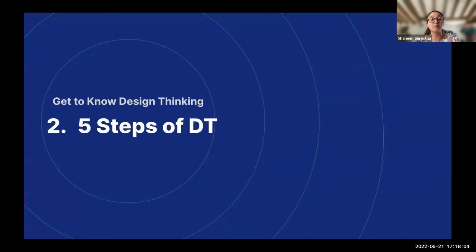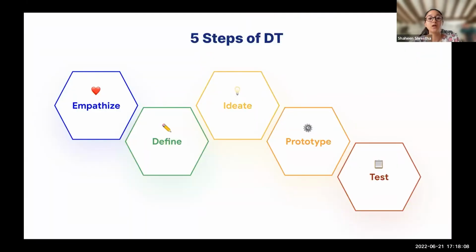Now I will take you through the 5 steps of design thinking. There are 5 steps: empathize, define, ideate, prototype, test. I'll just give you one line on what these stages mean. Moving forward, I will definitely get into the details of each stage. So empathize, as I told you, means putting ourselves in the user's shoes, trying to understand their problem, understand where they're coming from, understand what it is that they really need.